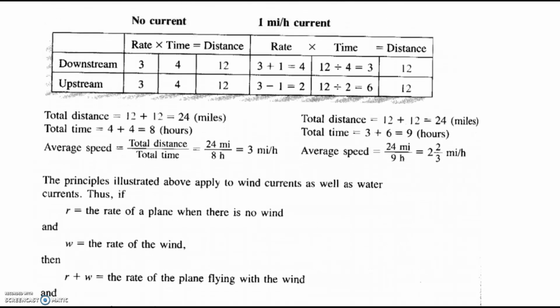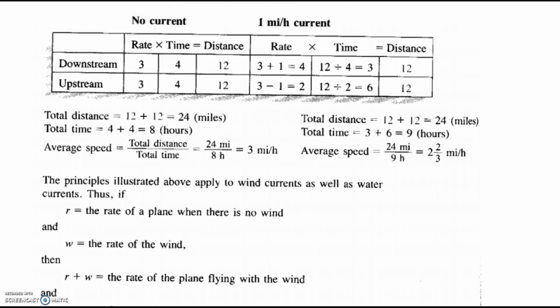So now let's look at the chart here. With no current, we know that we're traveling at 3 miles per hour for 4 hours. It's a total distance of 12 miles. Upstream, 3 miles per hour, no current, takes 4 hours, total distance 12 miles. If you look below that, you get the total distance is 24 miles round trip, 12 miles each way. The total time, it took 4 plus 4 or 8 hours. The average speed would be 24 divided by 8, which would give you 3 miles per hour.